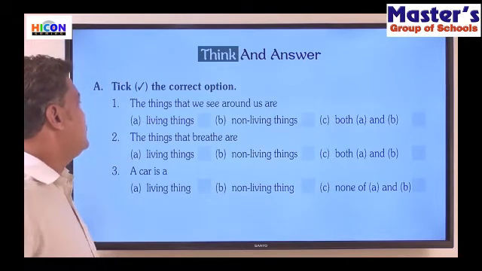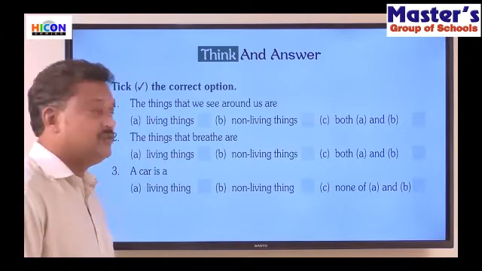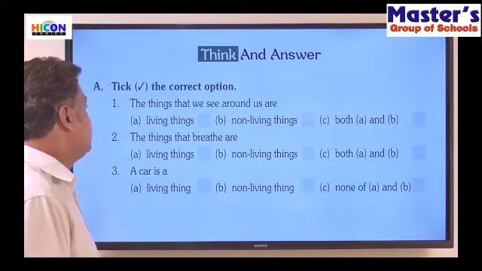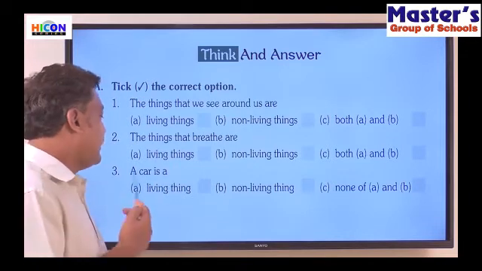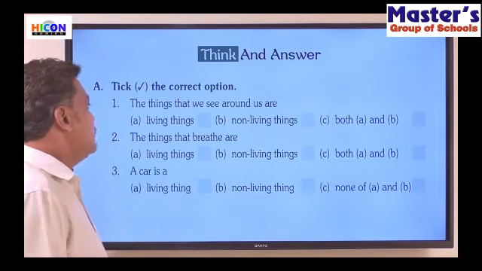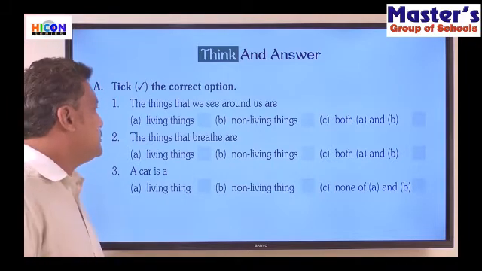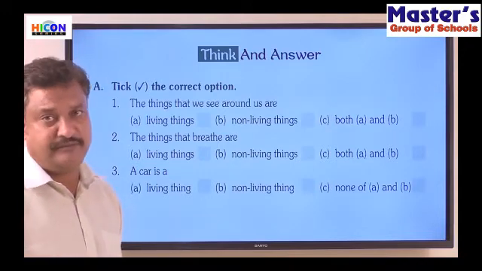So, I'll read the sentences once again. The things that we see around us are both living things and non-living things. The things that breathe are living things. A car is a non-living thing, right? So, now I'll keep the answers for these questions and I will keep the frame for you for a minute to read them. Okay?